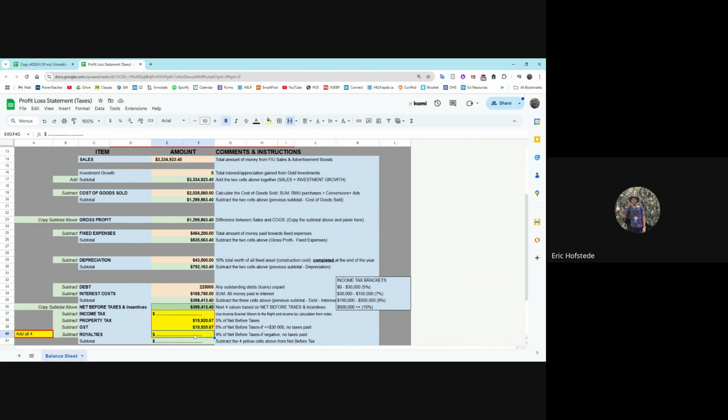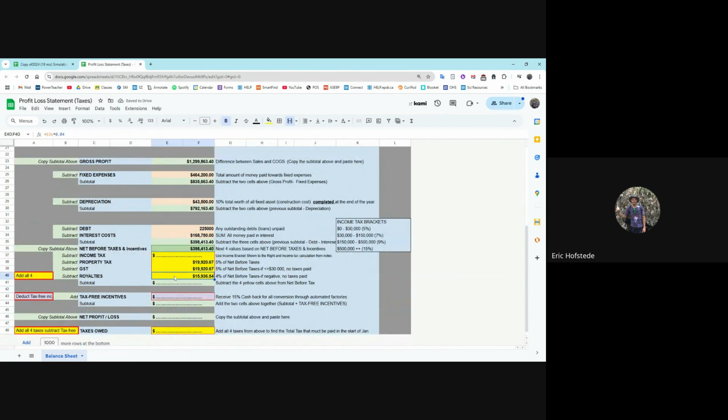Finally, royalties are going to be equal to 4% of this number once again. So 398,000 times 0.04. I owe 15,000 in royalties.